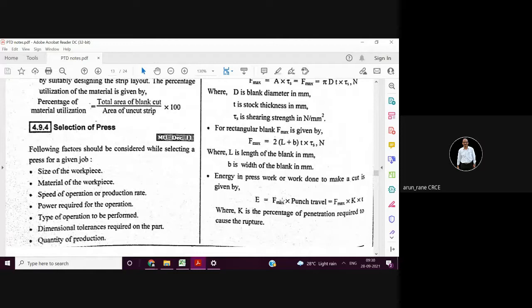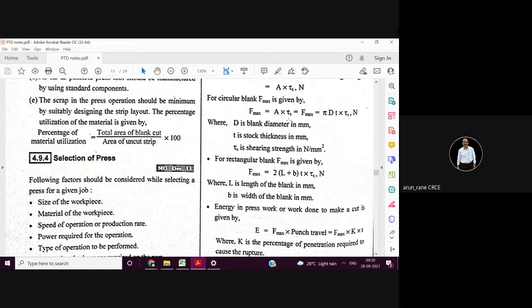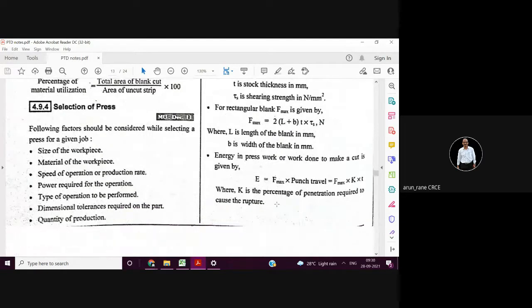Here it is given, F max, this is for the rectangular and this is for the circular. And how to calculate the energy? Energy is nothing but the work done. So that is calculated by E is equal to the maximum force that you have got into how much the punch is going to travel. Generally, punch travel will be nothing but thickness of the strip, little more than that, 1 mm.